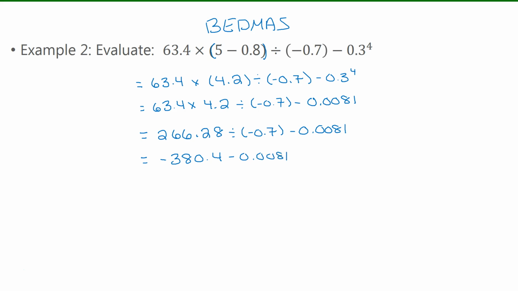Now notice that I have not rounded any numbers at any point. You need to keep all decimal places and only ever round in the final step. This question did not specify what to round our answer to, as some questions might, so I'm not going to round my answer at all. I'm going to write it as negative 380.4081. But some questions may want you to round to the nearest tenth or even the nearest hundredth, so make sure you round accordingly.